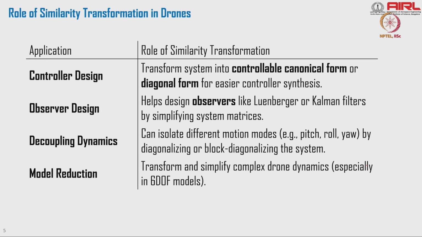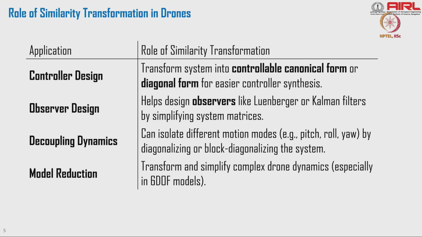So how is it useful? Where is it being used in drones? Similarity transformations are extremely useful when we are designing controllers, when we are designing observers, when understanding decoupling dynamics, and especially in model reduction. So in controller design, similarity transformation can be used when we have a controllable canonical form of the system A matrix or a diagonal form for easier controller synthesis.